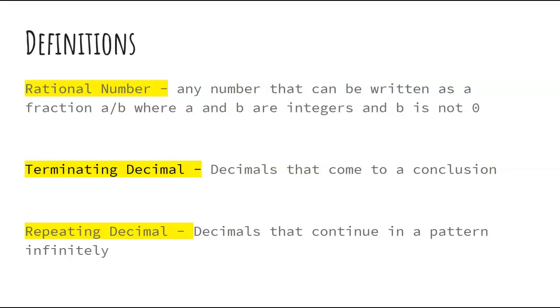And we have two different types of decimals that we're going to talk about here. Terminating decimals are decimals that come to a conclusion. That's what terminating means. They stop. They have a finite ending. And then we have repeating decimals. These are decimals that continue on in a pattern infinitely, and we have a way of showing that. And we'll talk about that in a second. So let's take a look at a couple examples.